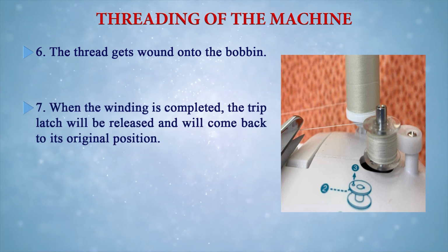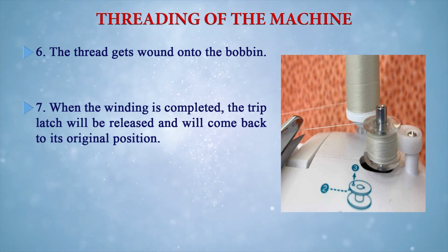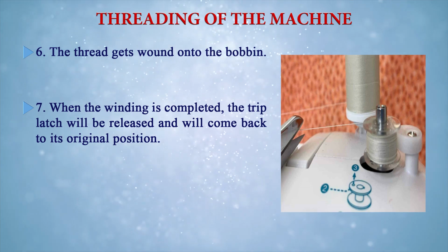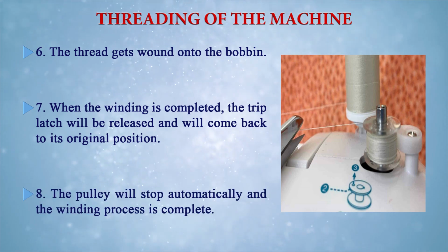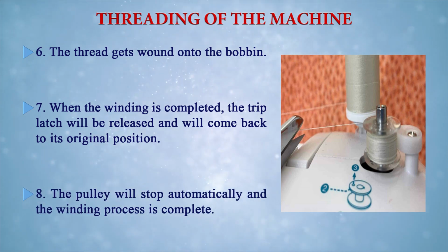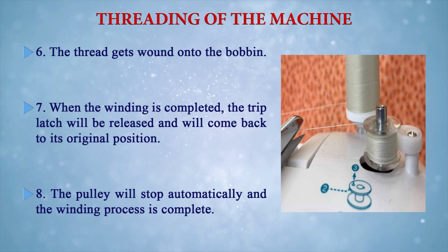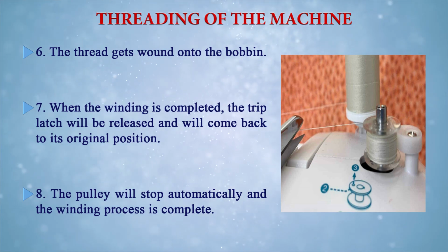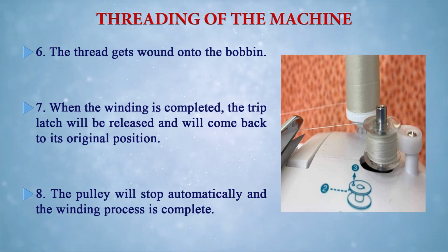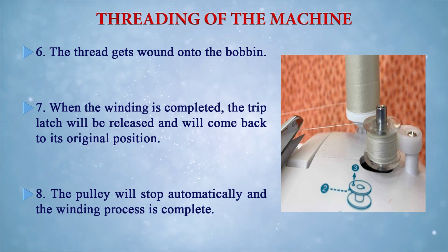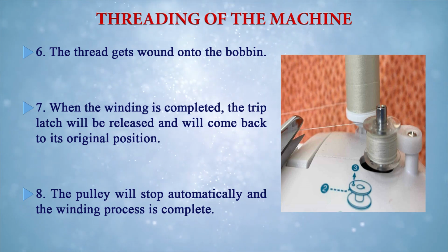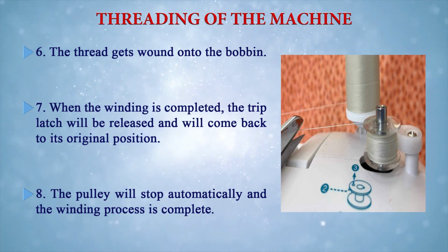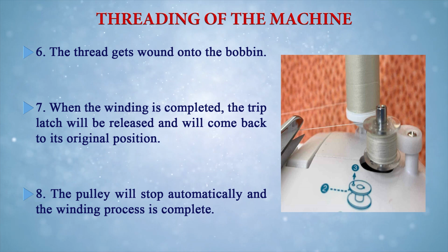When the winding is completed, the trip latch will be released and will come back to its original position. Then the pulley will stop automatically and the winding process is completed. So in the picture you can see on your machine there is a point where your spool pin is. Close to that there is one stand, or we say a bobbin winder.